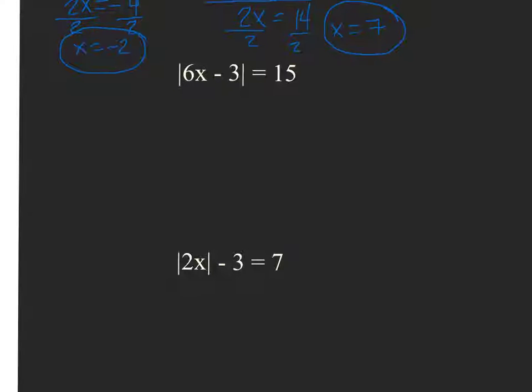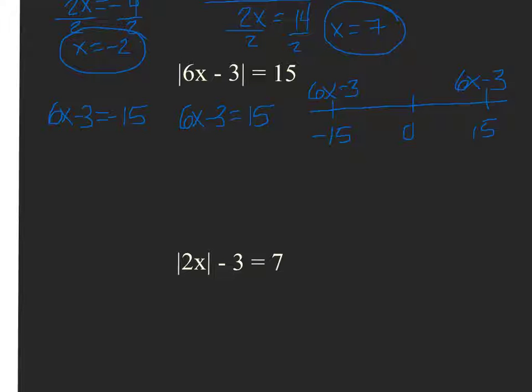Next problem. Now we're looking at being 15 away. So we're at +15 and at -15. And what's inside would be 6x - 3, and 6x - 3. Those are the things that are at those spots. So my two equations: 6x - 3 equals -15, and 6x - 3 equals a positive 15. And then we go ahead and solve.